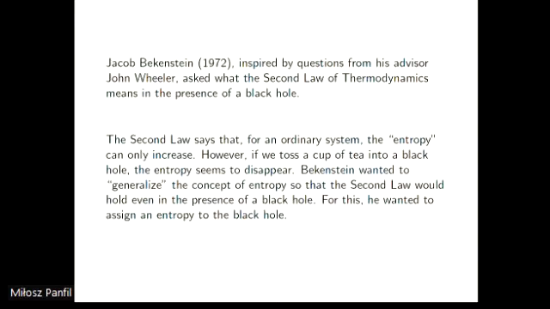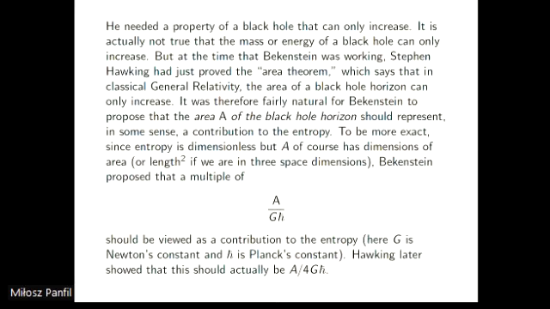So Bekenstein's idea was that similarly, the second law would be universal, but to make it universal, he would have to generalize the notion of entropy. So he wanted to assign an entropy to the black hole. So he needed a property of a black hole that can only increase.